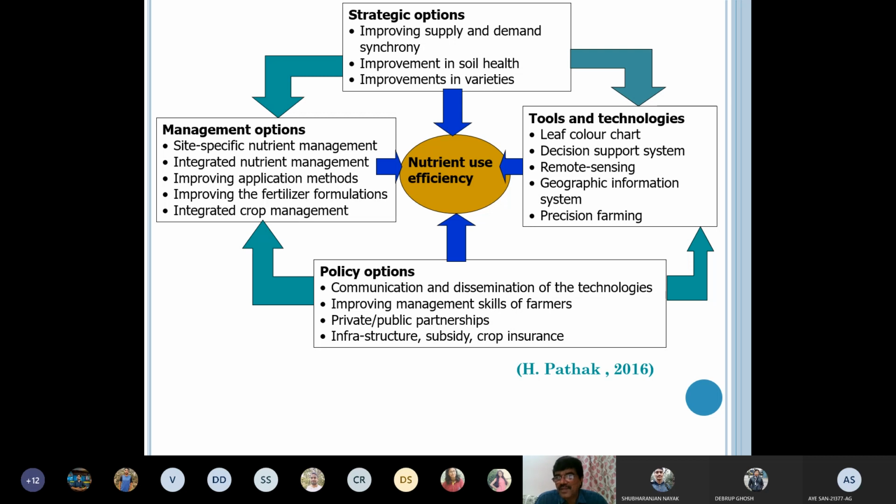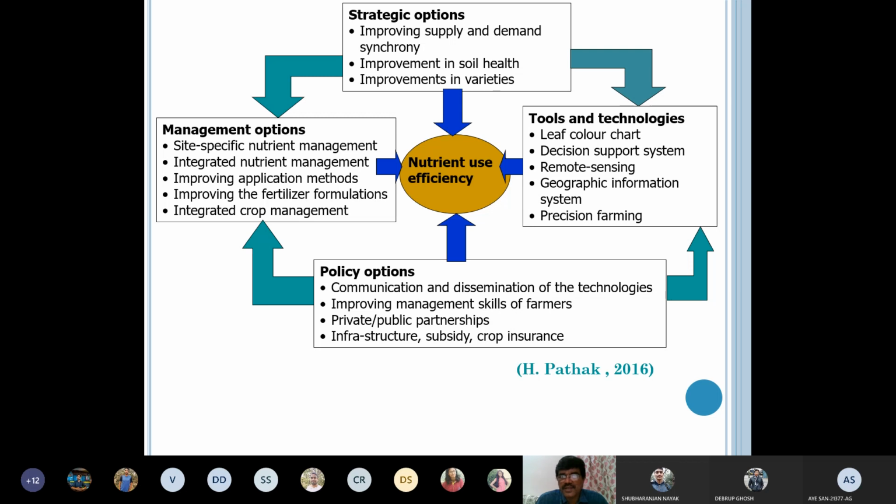Tools and technology, latest tools and technologies are available. Leaf color chart, decision support system, certain modeling is there, crop modeling have been developed. Remote sensing can be employed, GIS can be used, precision farming. You will have a lecture on precision nutrient management also, site-specific nutrient management also by Dr. V.K. Singh, head of the department. So you will also have lecture on essential nutrients, etc. from Dr. V.K. Singh. And then management options, your all agronomic things, what we discussed today, site-specific nutrient management, INM, application methods, fertilizer formulation, new fertilizer materials, and integrated crop management.